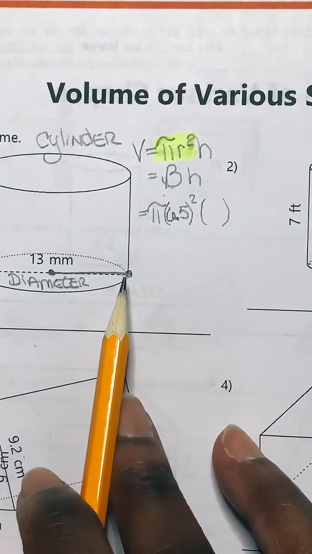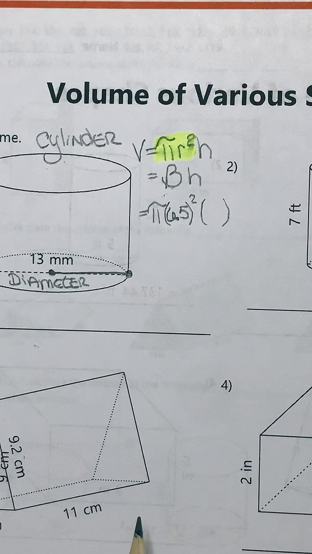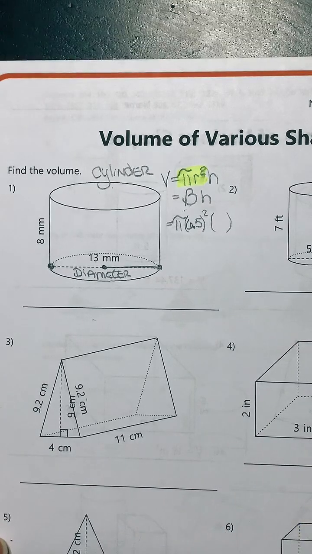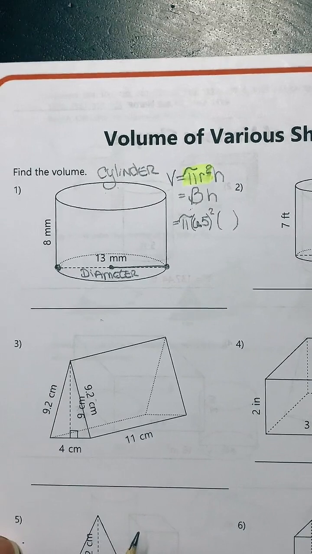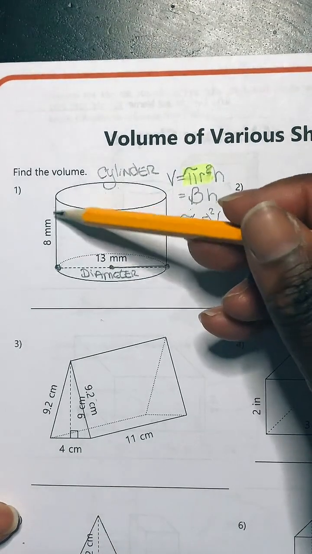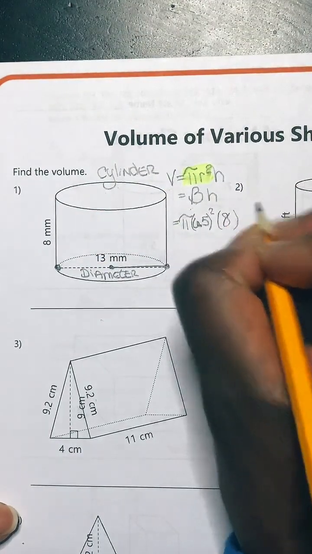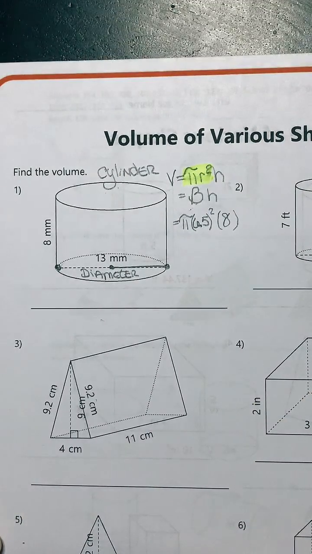Now, what's the height of my cylinder? There we go. 8 millimeters. Good. So the height of my cylinder over here is going to be 8 millimeters. For the sake of time, I want to keep it in terms of pi.